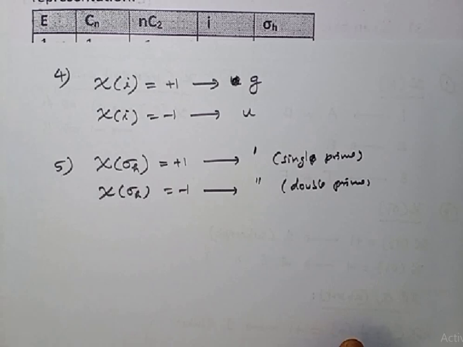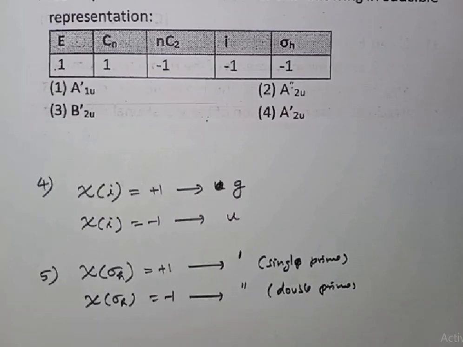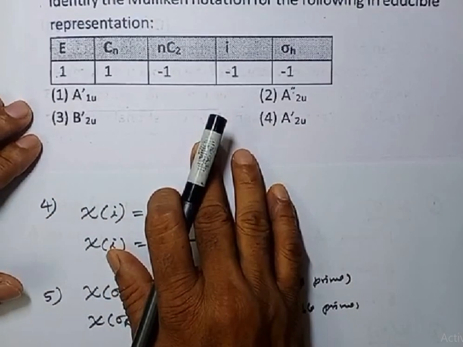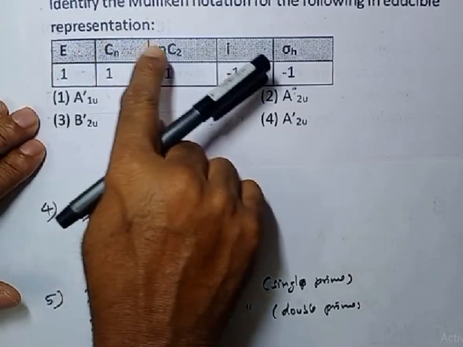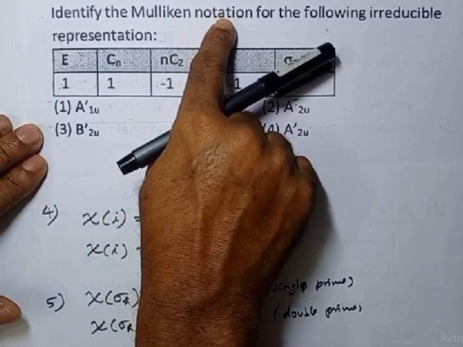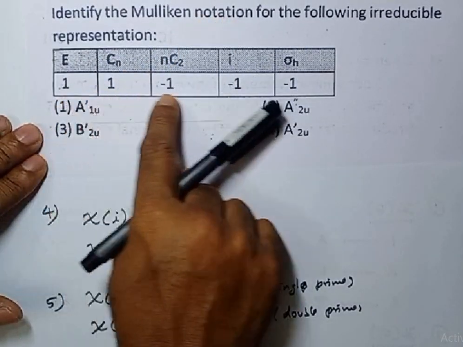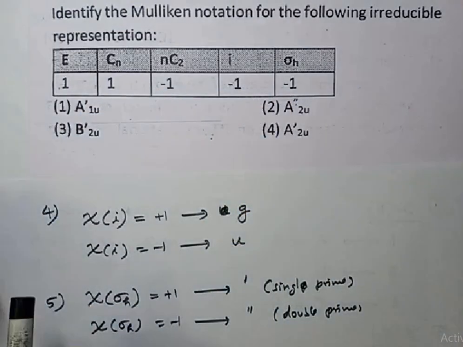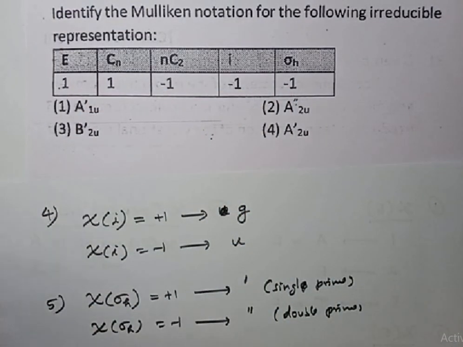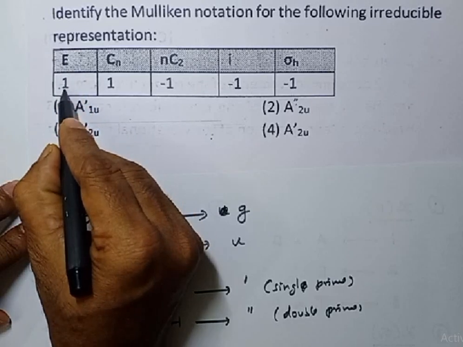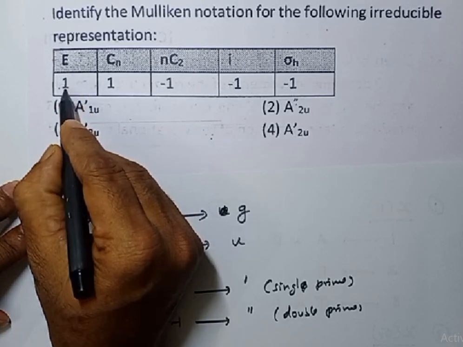Take note. I'll show you how to use these rules to identify the Mulliken symbol or Mulliken notation for these characters. Now let me ask you a question. Tell me, what is the character of the identity operation here?